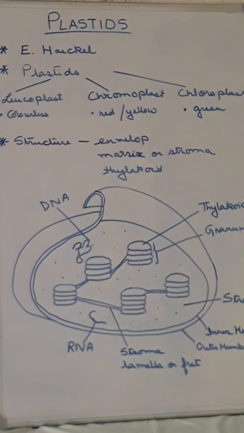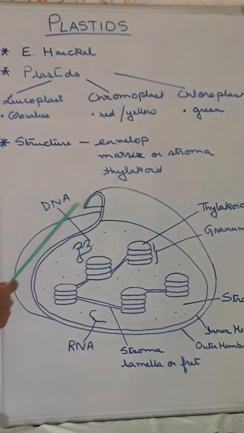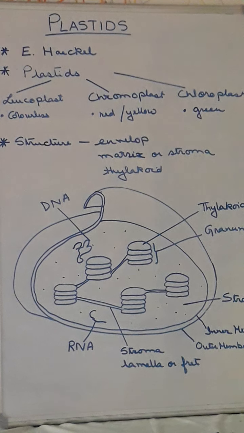Now let's come to the main part, that is the structure. The structure consists of three portions: the envelope, the matrix or the stroma, and the thylakoid. The envelope of the chloroplast consists of two parts, the inner membrane and the outer membrane. See, this is the outer membrane and this portion is the inner membrane. The outer membrane is permeable to many types of substances, but the inner membrane is not permeable. It consists of carrier proteins which help substances to pass through it. The space between the two membranes is known as the intermembrane space.